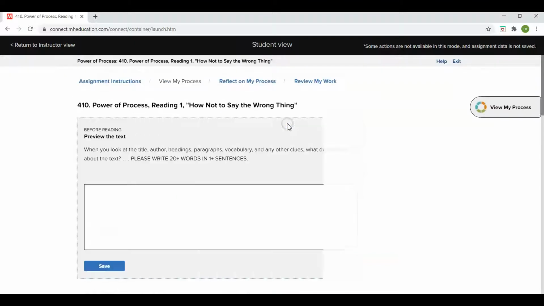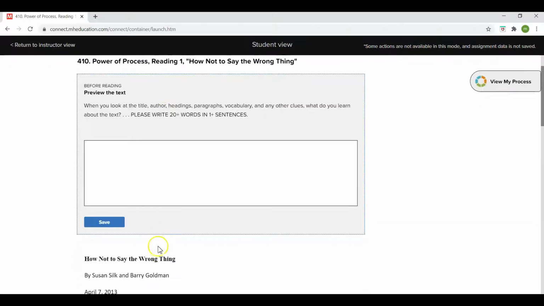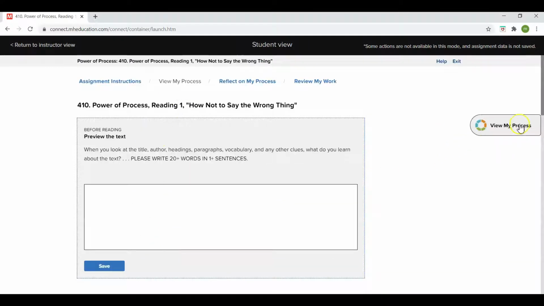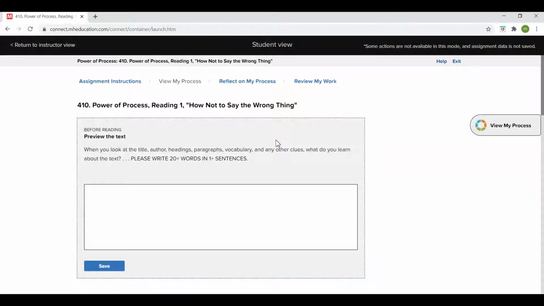So I'm going to press the first one. Now, when I want to go back to the wheel, especially when I'm done with this assignment, this little piece right here, I'll click back on view my process. So you see, there it is. Notice the color changed because Connect noticed that I worked on it, right? So I think this color change means that it was selected, and whether it was finished or not, the student selected it and started.